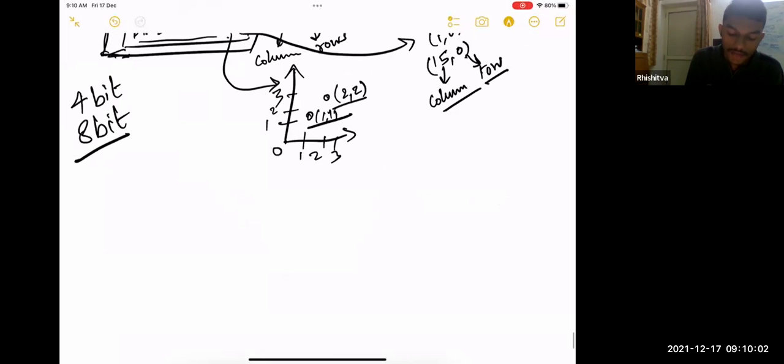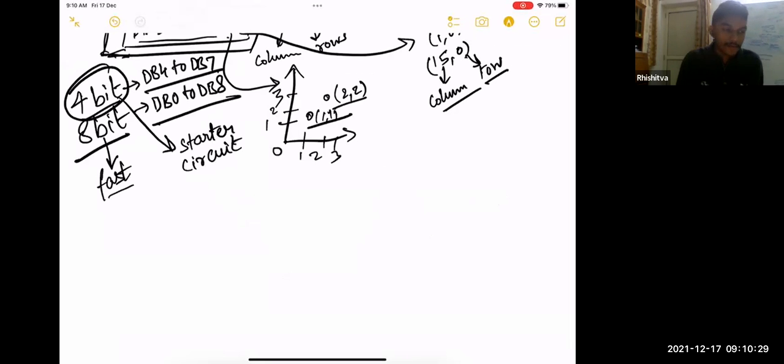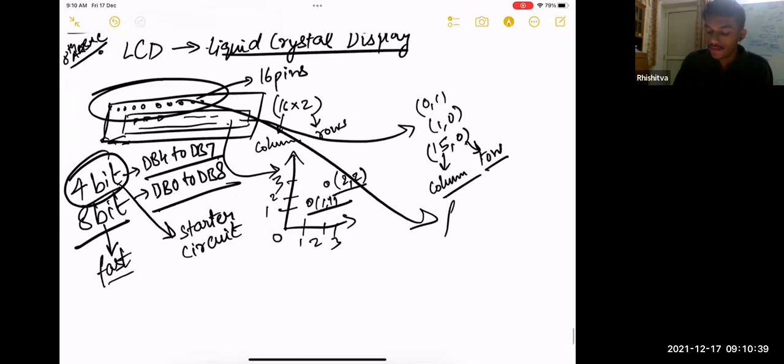4-bit was using pins from DB4 to DB7. And 8-bit was using pins from DB0 to DB7. Okay. So we covered this, and faster data transfer was in 8-bit. But we use this 4-bit for ourselves in the starter circuit. And what we did extra, we saw the function of each pin, the pins that we have over here, the function of each pin.